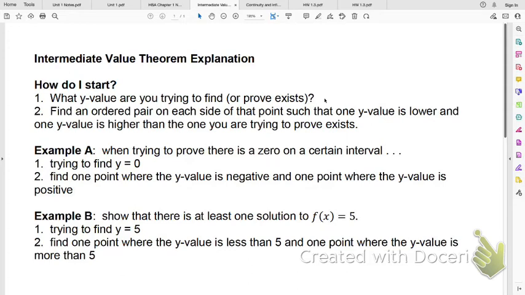Or you might be trying to say y is equal to 5. If you're trying to find y is 5, then you find one point where the y value is less than 5, one point where it's higher, and then show that it's in between, okay? So that being said, let us just grab an example and do this.